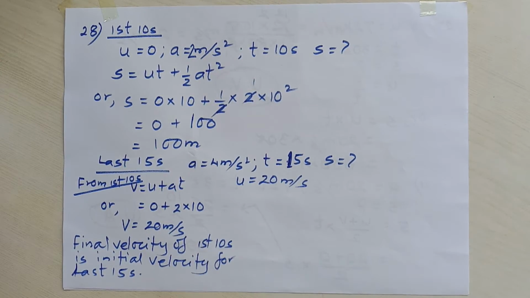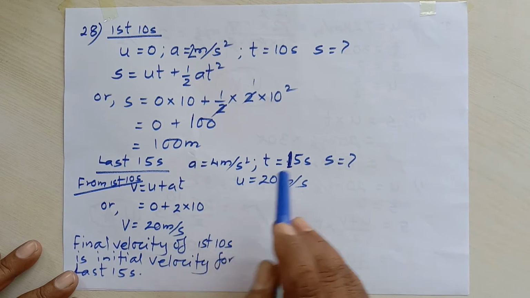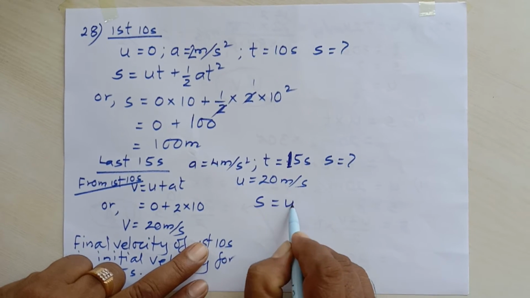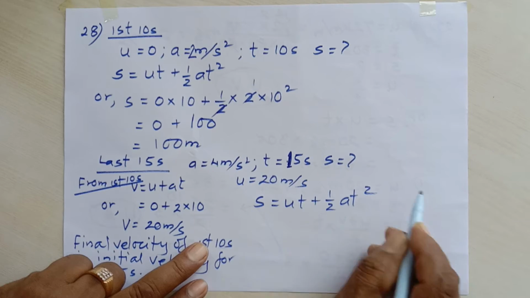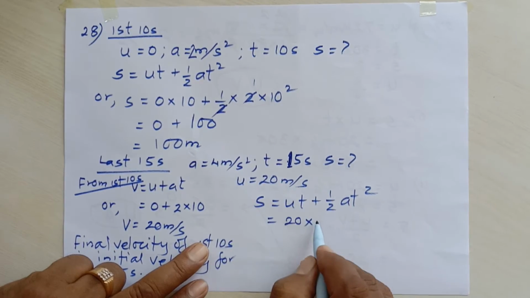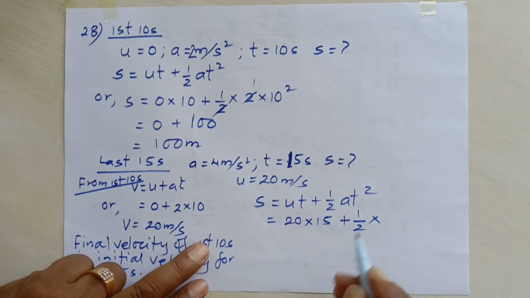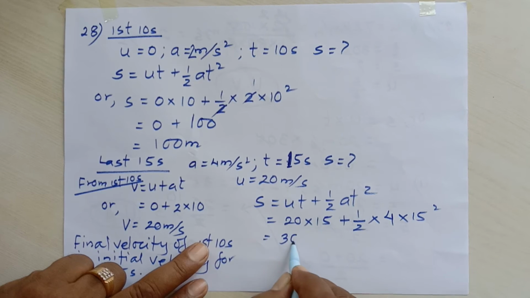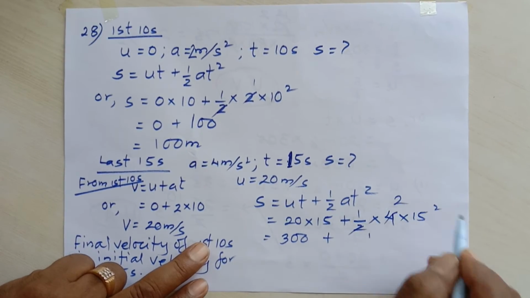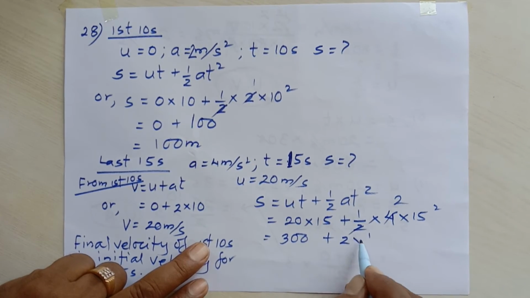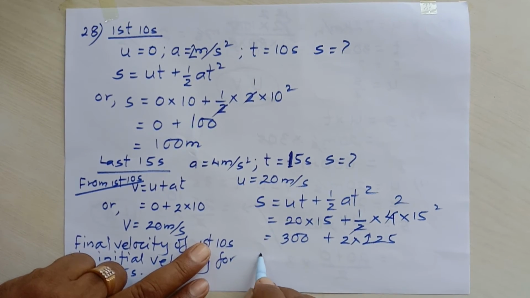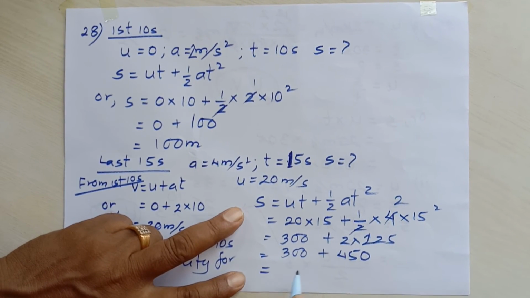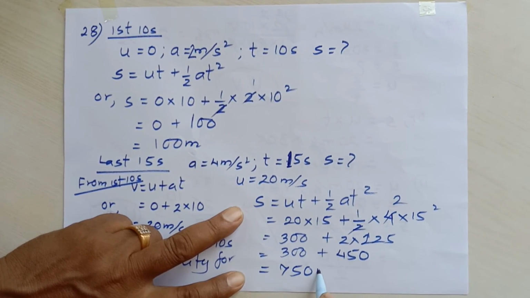Now we have altogether three pieces of information given, and the fourth, s, we have to calculate. The same equation contains a, t, u and s. That's why we can use s is equal to ut plus half at square. This is equal to u is 20 into time 15 for the second case, plus half remains the same, acceleration is 4 into time 15 square. This is 15 2s are 30, 300, plus 2 1s are 2, 2 2s are 4, which is 2 into 15, 15s are 225, so 300 plus 225 into 2 means 450, and this is equal to 750, and distance is calculated in meter.